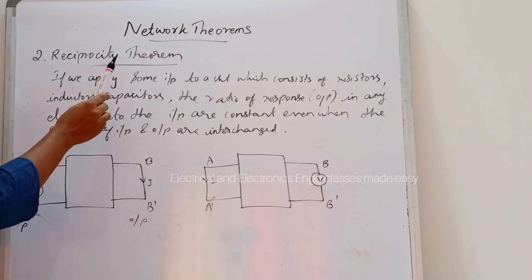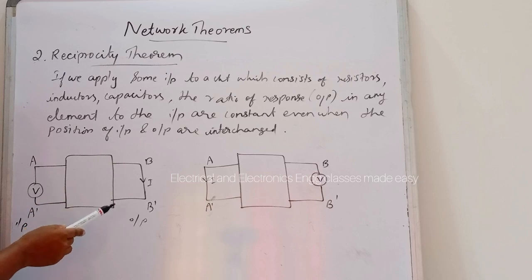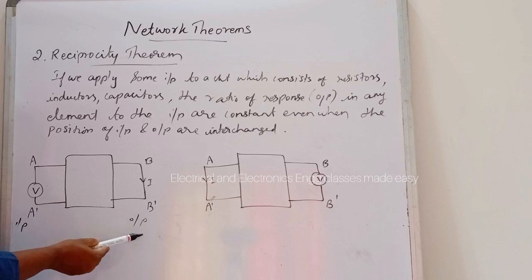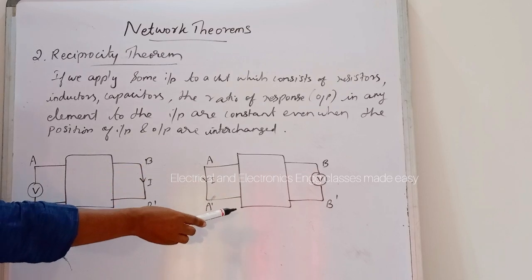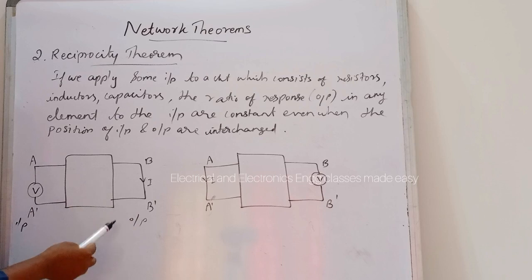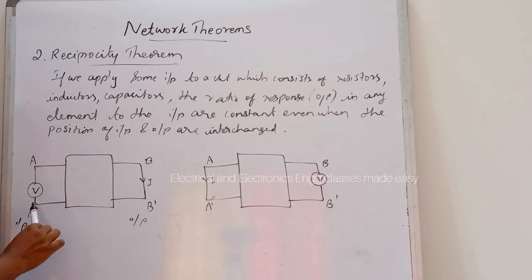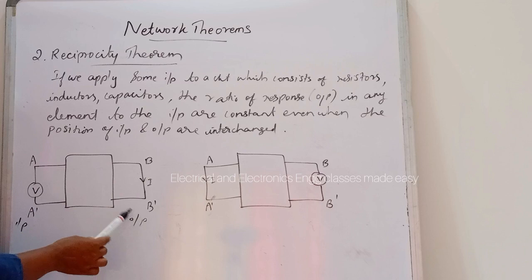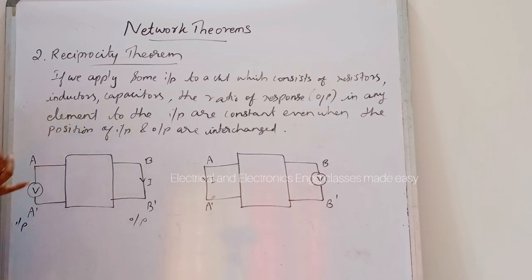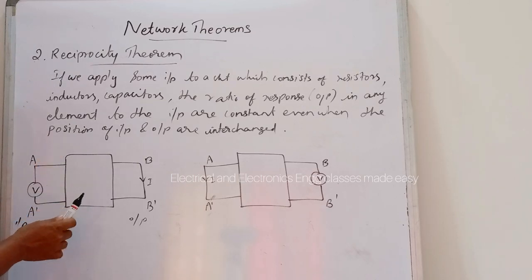According to the reciprocity theorem, the ratio of response to excitation is the same in both cases. That is, the ratio of output to input in both cases will be the same if we interchange the input and output positions. This is called the reciprocity theorem. Let us do problems to understand this reciprocity theorem.